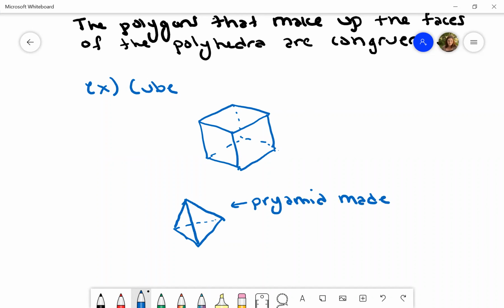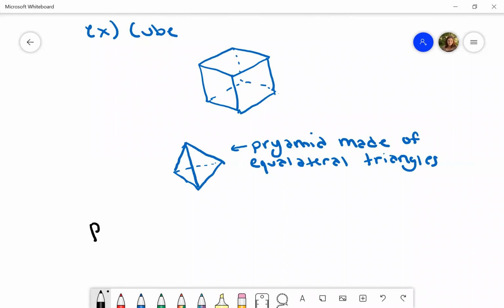Made of equilateral triangles. But if you look at their examples on page 662, they have some really pretty pictures in figure 10.44. Better than what I can draw.